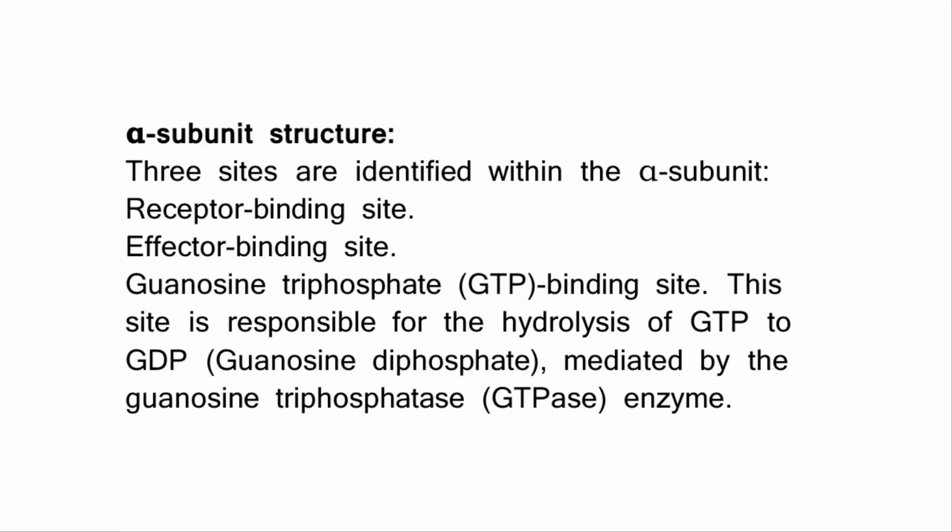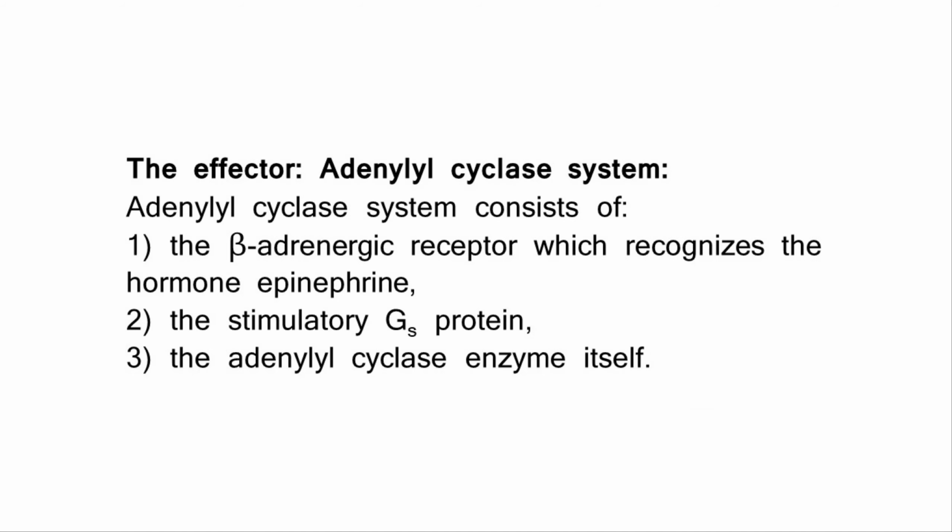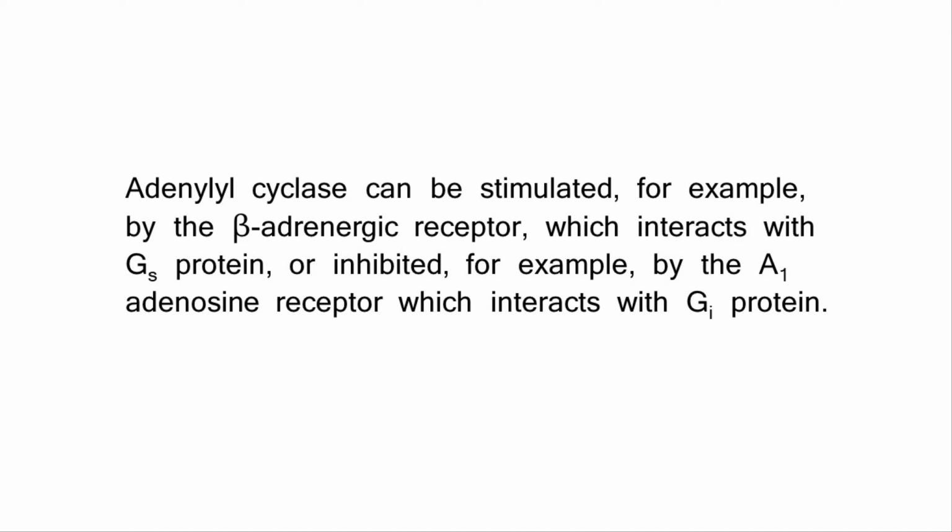The effector, adenylyl cyclase system. Adenylyl cyclase system consists of 1. The beta-adrenergic receptor, which recognizes the hormone epinephrine. 2. The stimulatory GS protein. 3. The adenylyl cyclase enzyme itself. Adenylyl cyclase can be stimulated, for example, by the beta-adrenergic receptor, which interacts with GS protein, or inhibited, for example, by the A1 adenosine receptor, which interacts with GI protein.